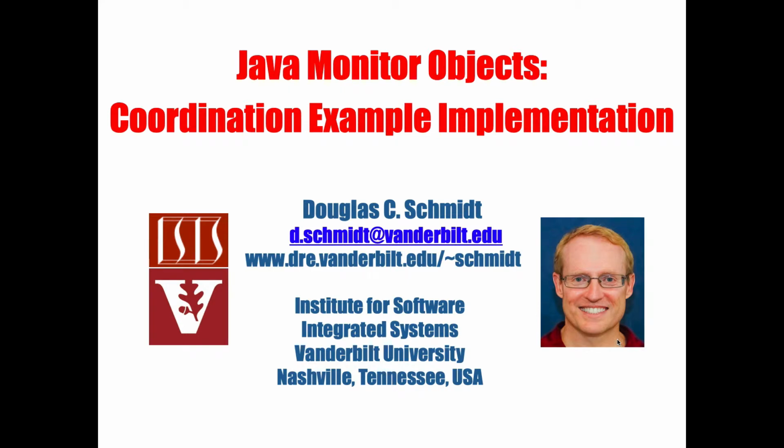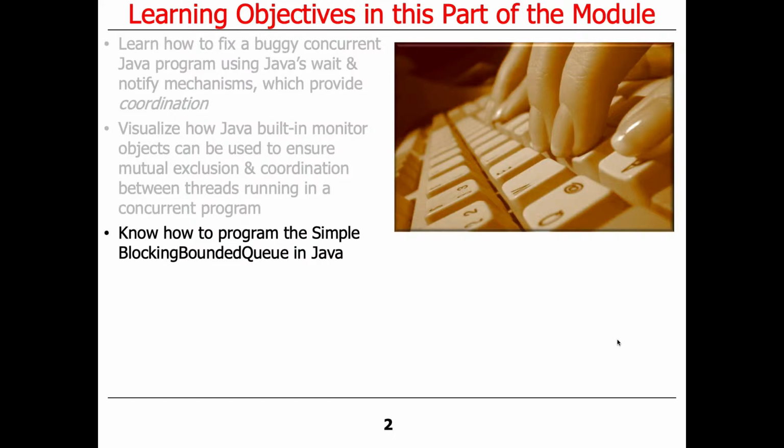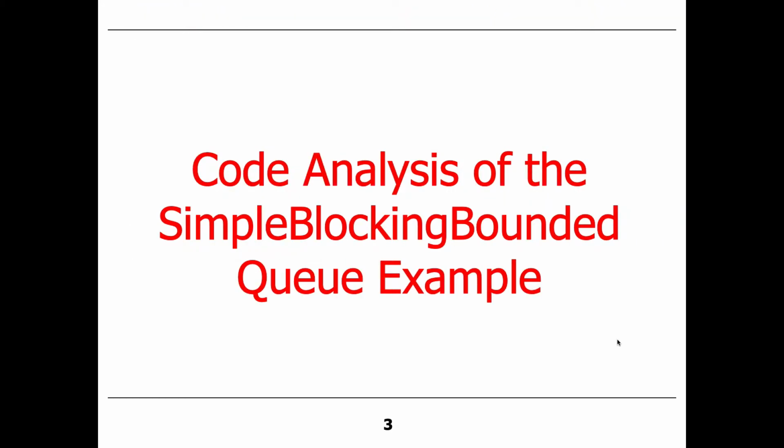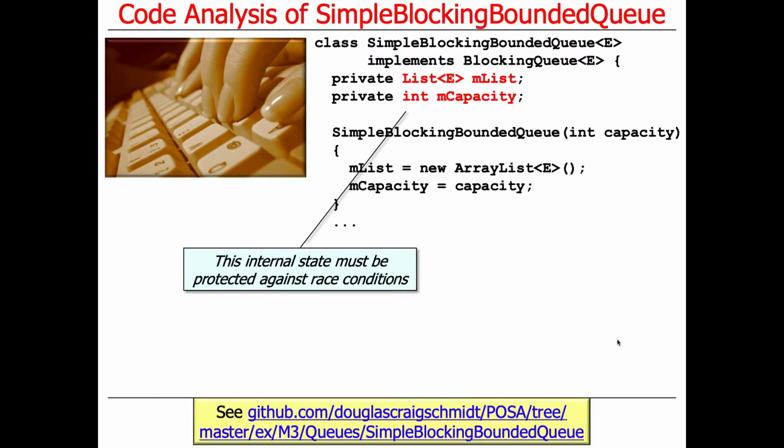Now that we've visualized the coordination interactions, let's go ahead and take a look at the source code. So this will be, of course, the implementation of the simple blocking bounded queue. We have some state, which are the mList and capacity fields. And of course, this internal state has to be protected against race conditions.